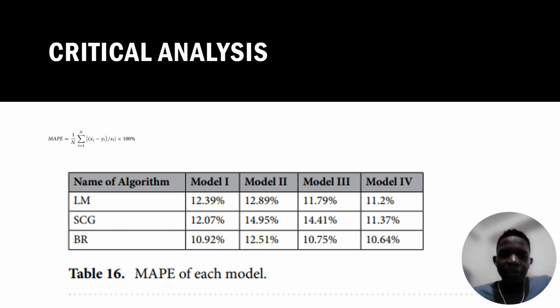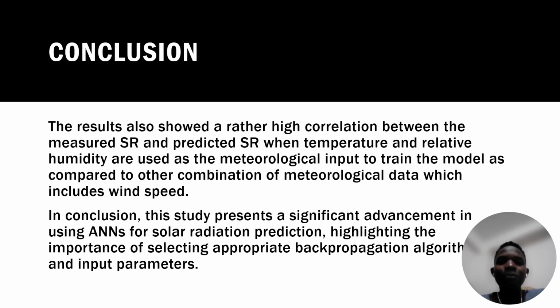As we can see in our critical analysis using the MAPE for each model, the paper uses an approach for error correction that emphasizes the effectiveness of the Bayesian regularization algorithm in minimizing prediction error and optimizing the model. Now, in conclusion, this study presents a significant advancement in using artificial neural networks for solar radiation prediction, especially highlighting the importance of selecting appropriate backpropagation algorithms and input parameters.